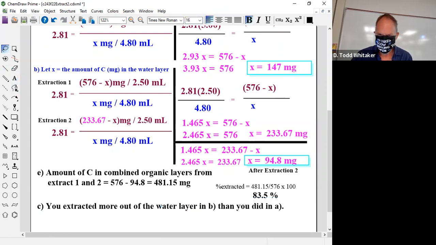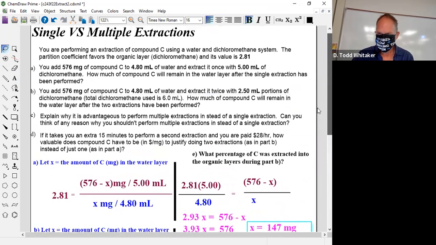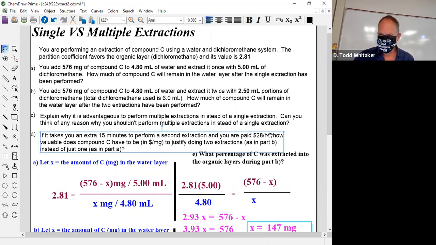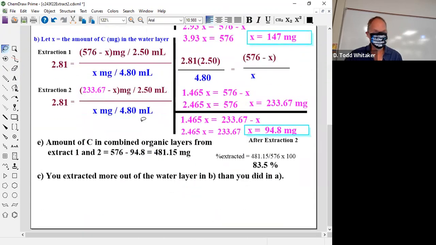And D, we're going to actually do a cost analysis. If it takes an extra 15 minutes to perform a second extraction, and oh yeah, she's my best editor lately. She always reminds me I haven't finished answering questions.